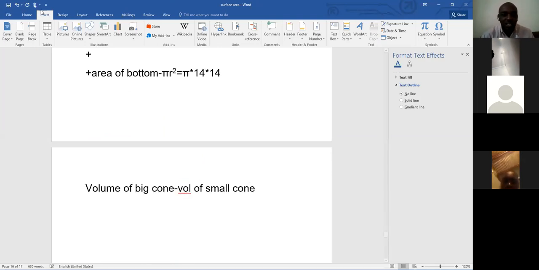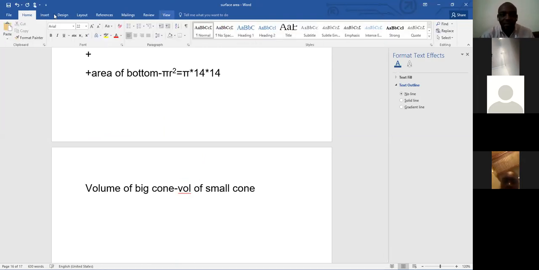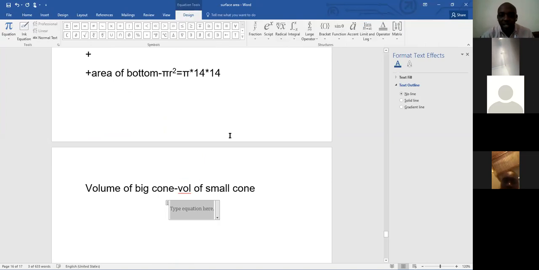How do you find the surface area of a cone? Last time we said to find the surface area of a cone, we require to insert a formula here, and we'll do something.